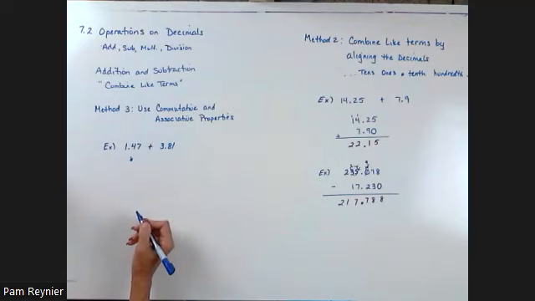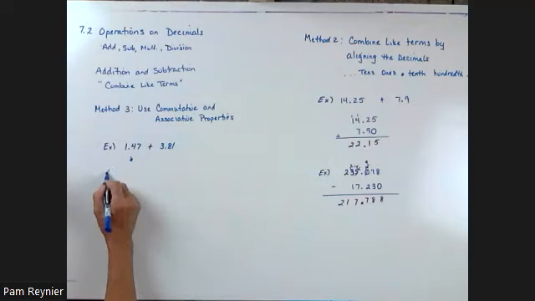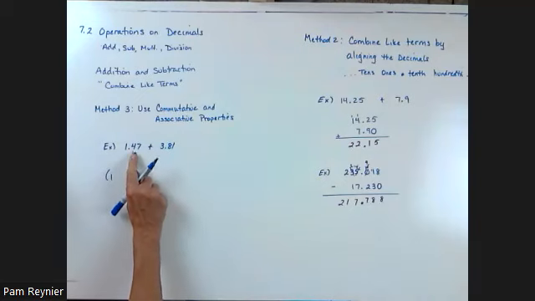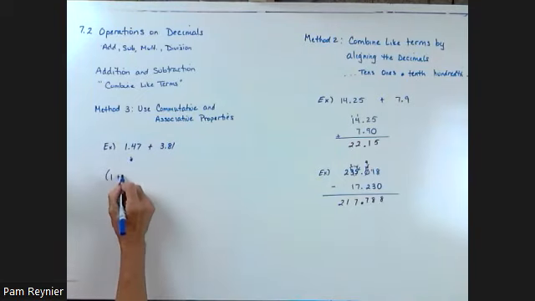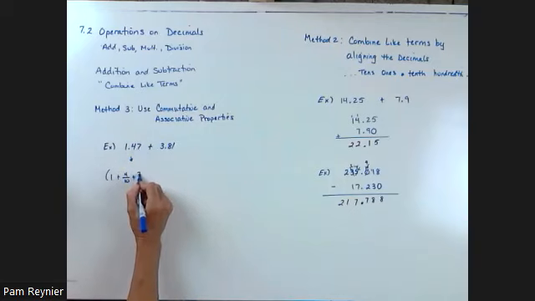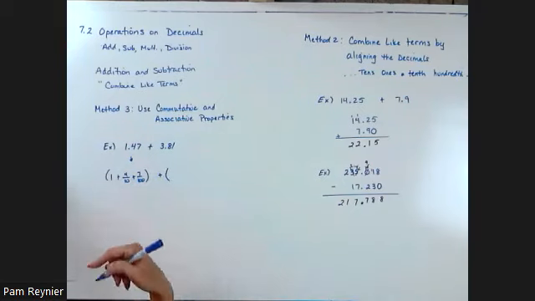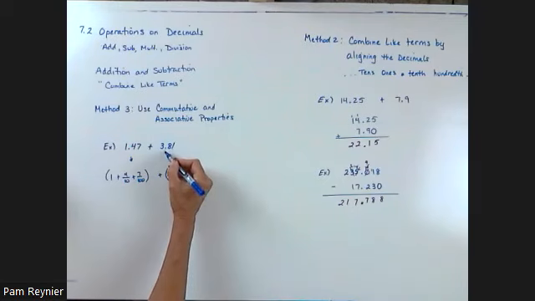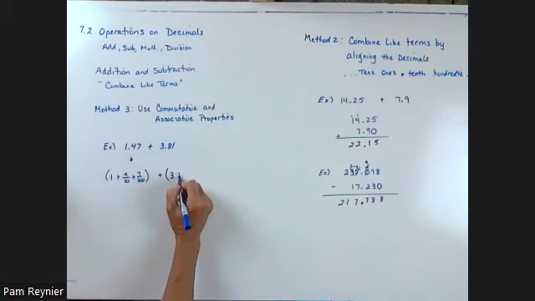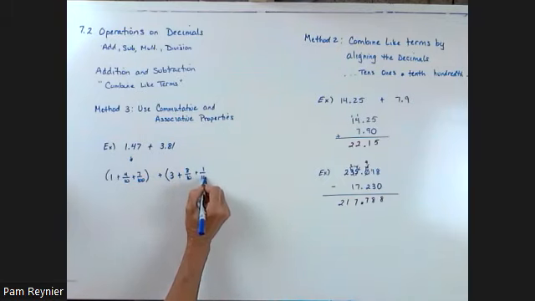Literally, if we break it down to place value, I have one whole number, we have 4/10, and then we have 7/100. Again, break it down to place value. Remembering if there's a 0, put the 0 in there. This is 3 whole units plus 8/10 plus 1/100.